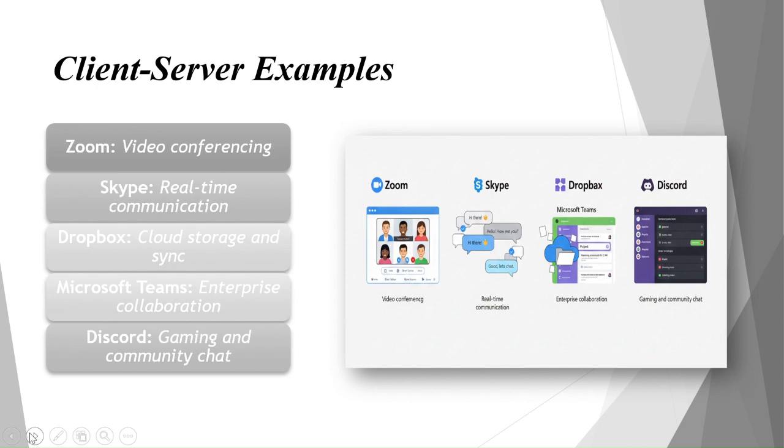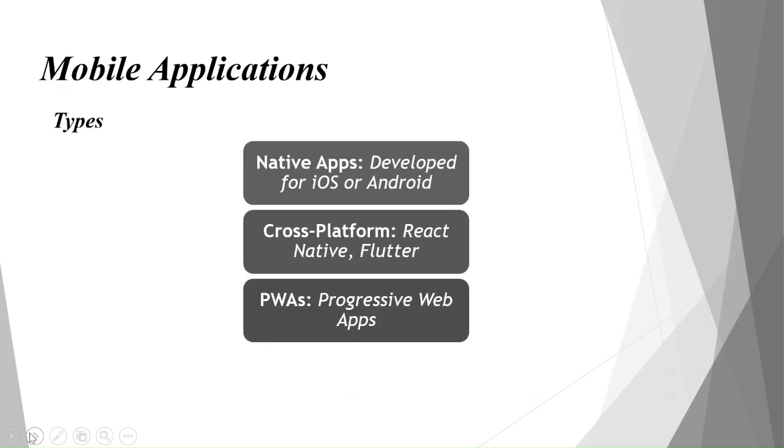Next is mobile applications. Mobile apps are of three types. First are native apps, which are built specifically for iOS or Android. Second are hybrid apps, or cross platform apps, such as React Native and Flutter, built using web technologies but running like mobile apps. And third are progressive web apps, which run in the browser. Some popular mobile apps are Instagram, WhatsApp, Swiggy.